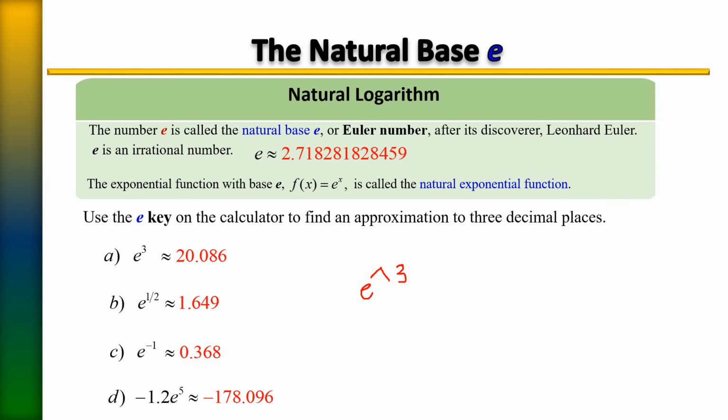And for this example here, you'll hit the negative key. Be careful that you don't use the subtraction key. The negative key on calculators is usually the shorter key. So you're going to hit -1.2 and then type in E and then raise it to the 5th power. So E, then the caret key and then the 5 and then press enter. And what you should get, let me go ahead and erase my screen here.